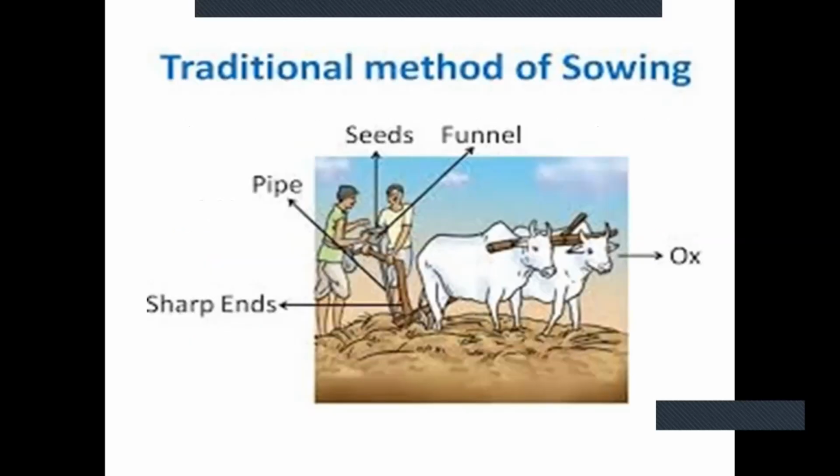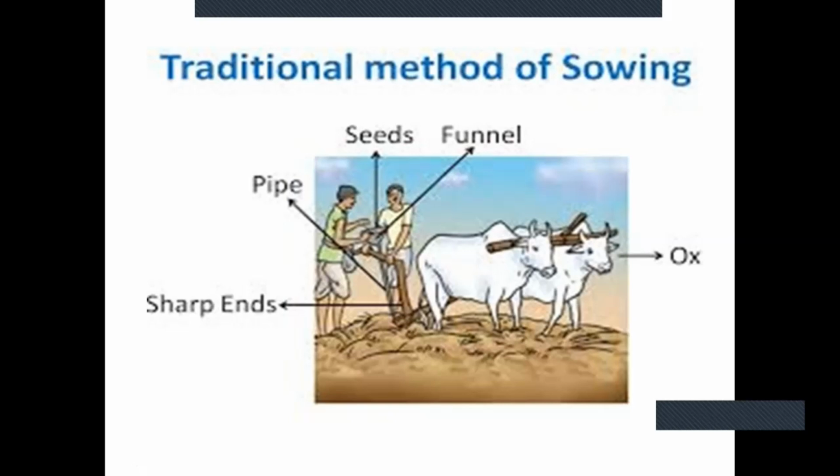Now I am sharing a picture wherein you can see the traditional method of sowing, in which the farmer is using this traditional tool. You can see this funnel, in which he puts the seeds. Then you can see this pipe, okay? And at the end you can see this sharp end, which pierces into the soil, right? So this is the traditional method by which the farmer sows the seeds, and it is pulled with the help of a pair of oxen or bulls, right?